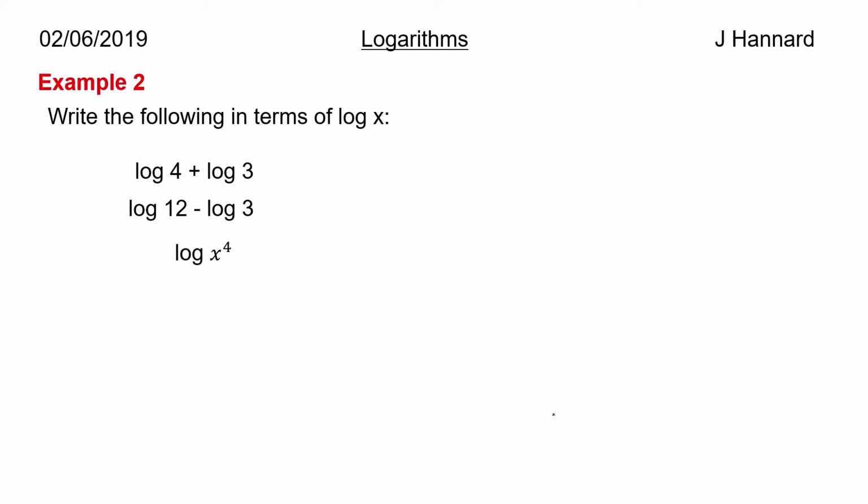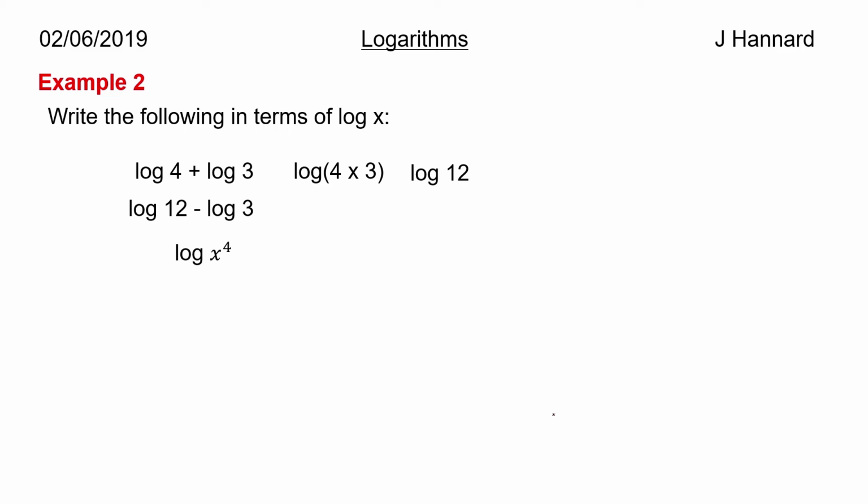So let's talk about some examples now. Write the following in terms of log x. First, we've got log 4 plus log 3. Remember our law: adding logs is the same as the product. So that's going to be the log of 4 times 3, so therefore it's log 12, which if you put it in a calculator is some answer. I don't know logs off by heart, but it'll be something.